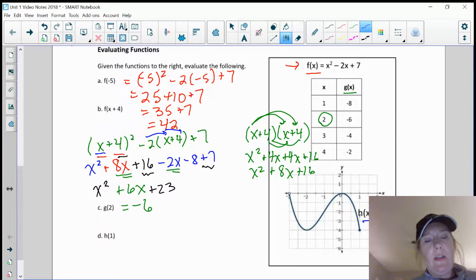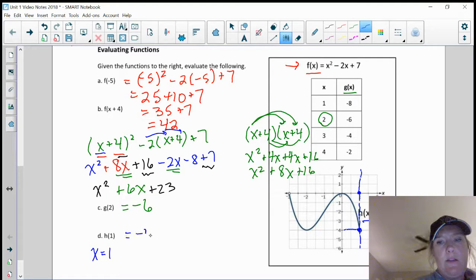And lastly, we're going to find h of 1. H of x is my graph. Again, whatever value is in parentheses is your x value, or your input. So I need to go to an x value of 1. That happens right here. Okay, and if you look at where my x value 1 is on the graph, it hits the graph right here, my answer will be the y value. So my answer here would be -4. Okay, so again, just a little review about evaluating from an equation, from a table, and from a graph.